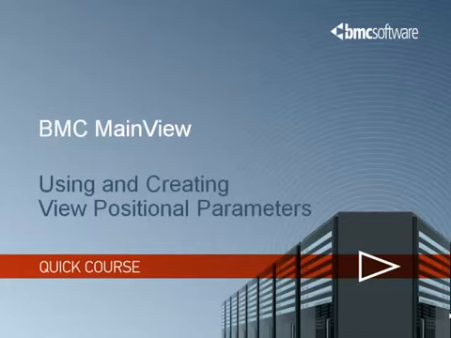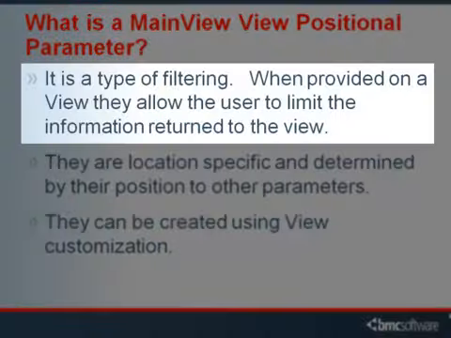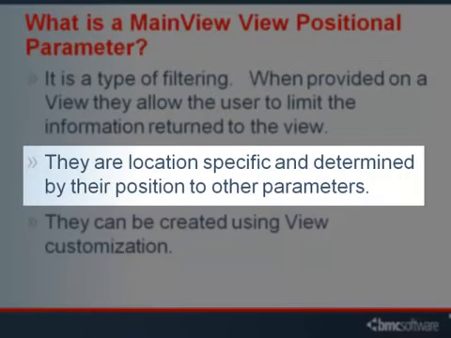Thank you for taking time to view this BMC quick course on using and creating MainView view positional parameters. A view positional parameter is a type of filtering. When a positional parameter is available on a view, the user can limit the data returned to the view. Positional parameters are location specific, meaning they must be entered in a particular format to get the anticipated results.